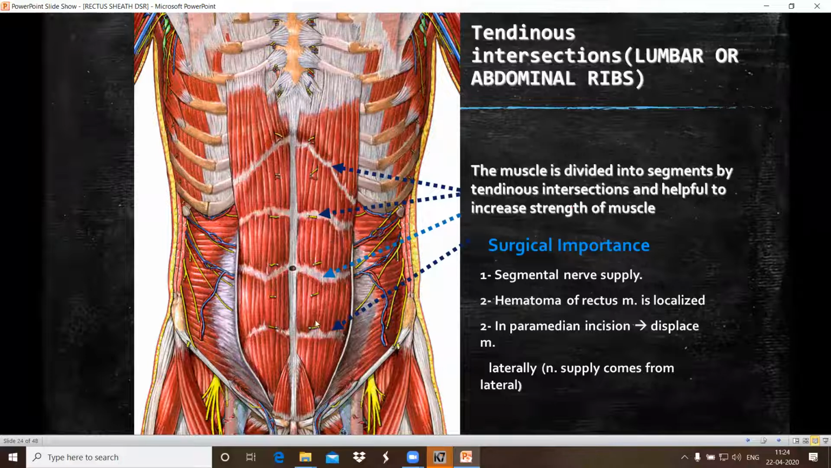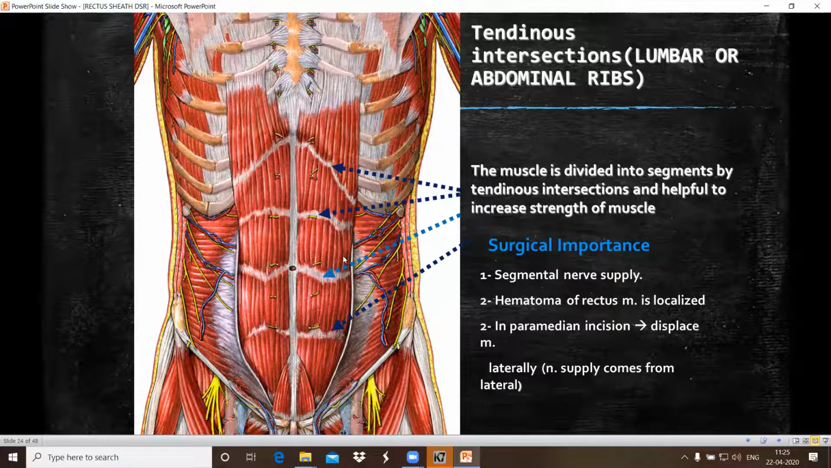This long vertical muscle is divided into small muscular segments with the help of tendinous intersections. You can see the blue dotted lines, those white ones. Those are the tendinous intersections. What are these? These are fibrous lines which run horizontally in a zigzag manner and divide the muscle into small muscular segments. In some books, tendinous intersections are compared with lumbar or abdominal ribs. Generally, ribs are present only in the thoracic region, but these are compared to abdominal ribs.